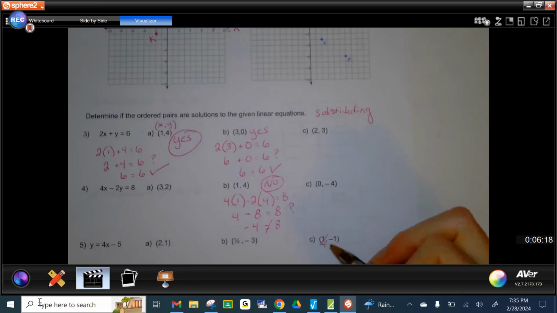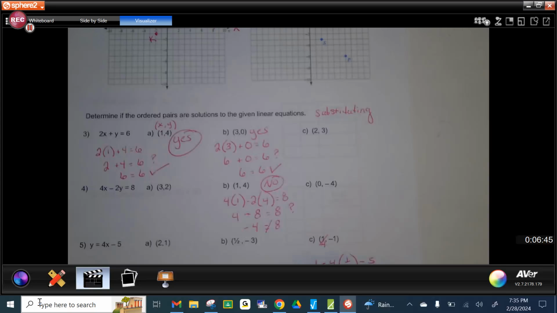Okay, so 1/4. I have to put 1/4 in for the x and negative 1 in for the y. So I have negative 1 equals 4 times 1/4 minus 5. See, I'm just putting the x value in for the x, and the negative 1 in for the y. Alright, so there's my equation.